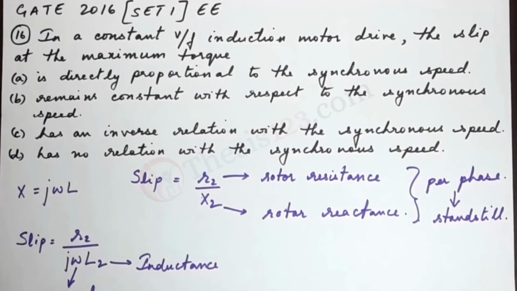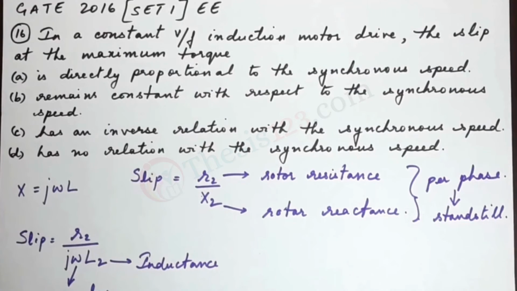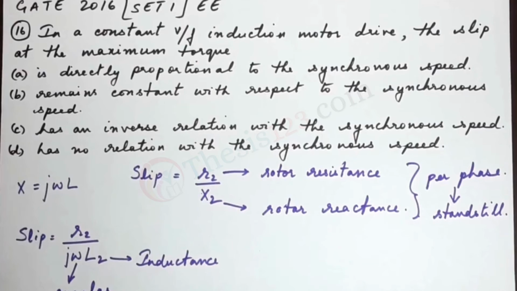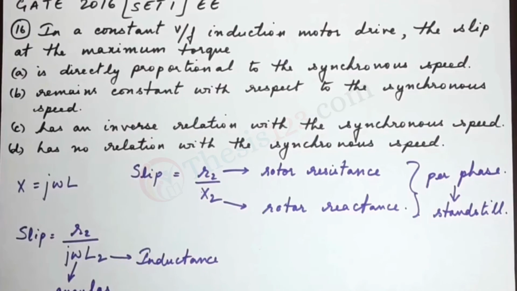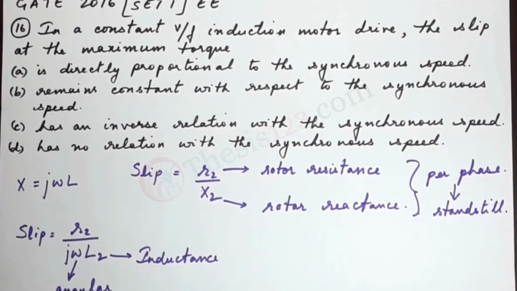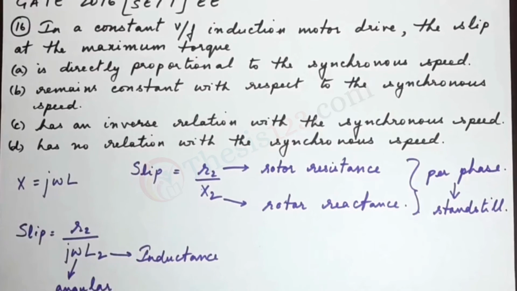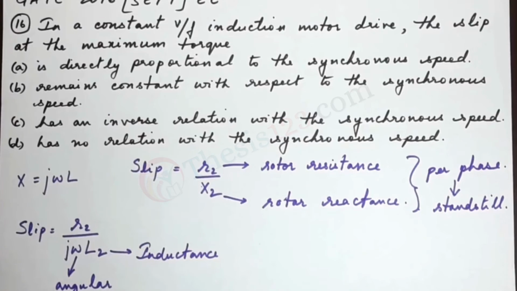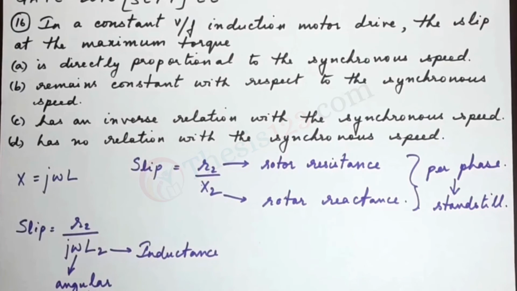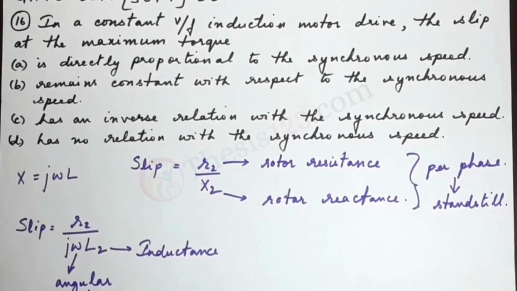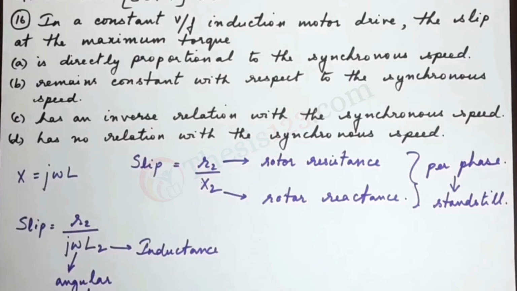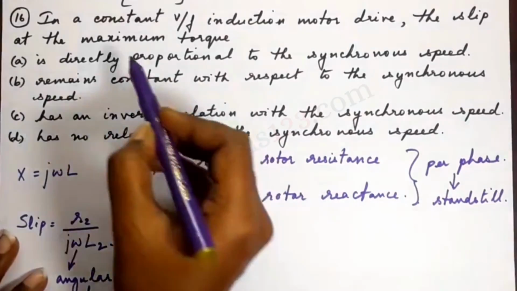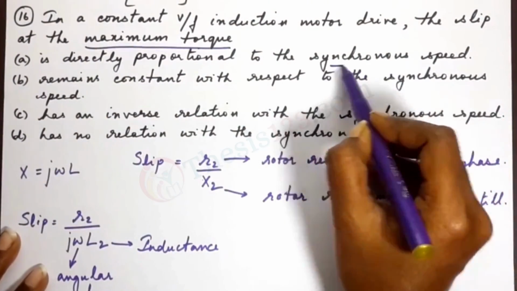This is the next question, number 16. In a constant V by F induction motor drive, the slip at the maximum torque is: directly proportional to the synchronous speed, remains constant with respect to the synchronous speed, has an inverse relation with the synchronous speed, or has no relation with synchronous speed. So basically, we need to know the relationship between the maximum torque and synchronous speed.